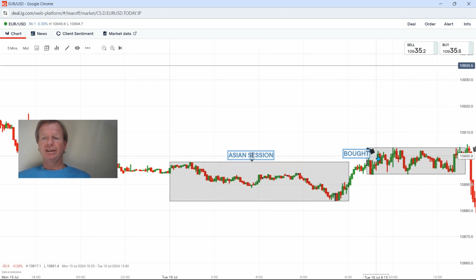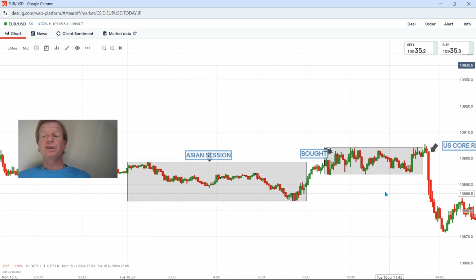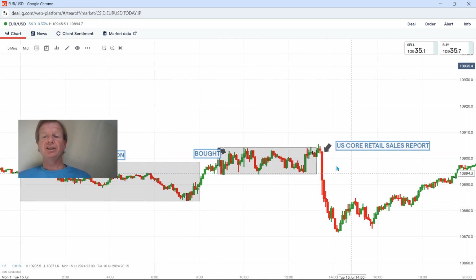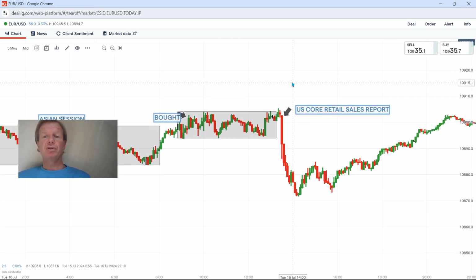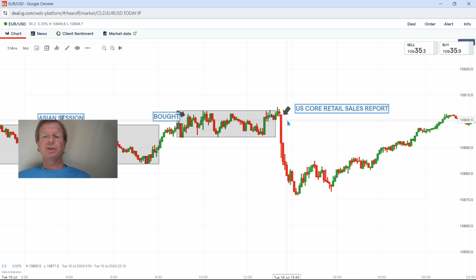So I bought here, okay, but as you can see, it ranged. That was approximately 9.15, and it ranged to about 1.30 when the report came out. And you can see the US core retail sales report. Remember, that was good for the US dollar, and this is euro against the US dollar. So of course, the euro crashes against it, comes all the way down here.